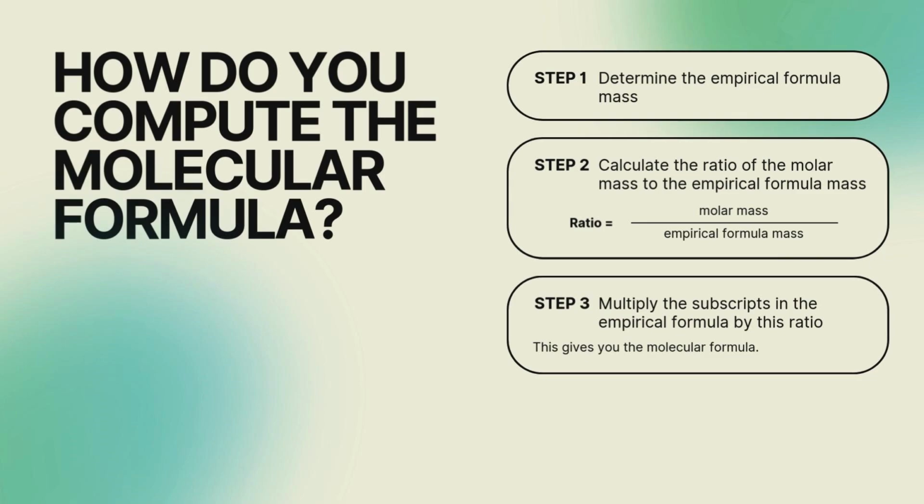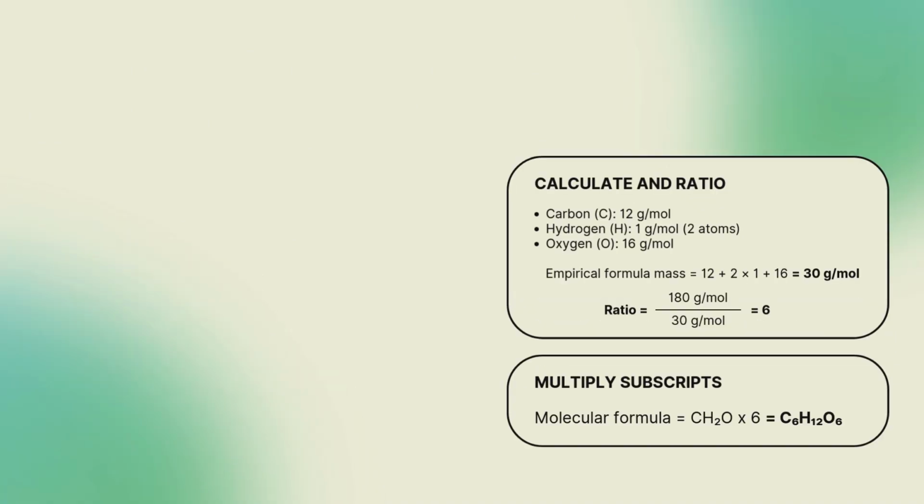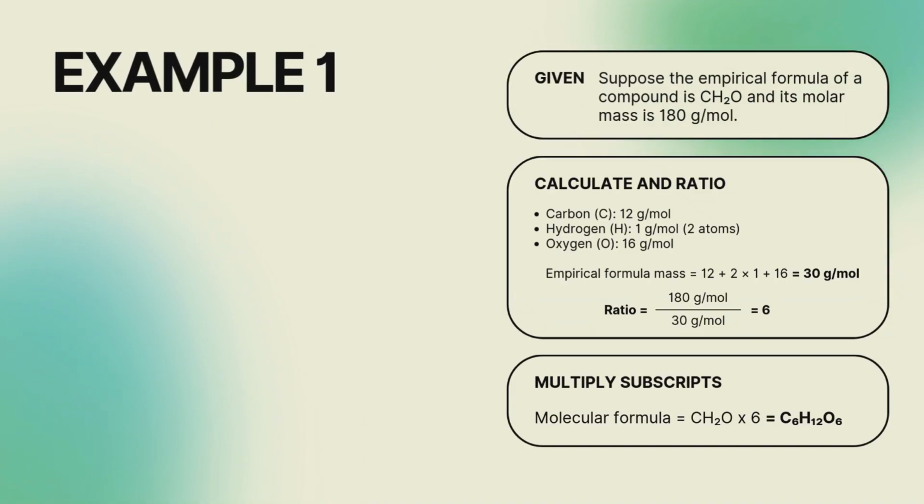First, we determine the empirical formula mass. Next, we calculate the ratio of the molar mass to the empirical formula mass by dividing the molar mass by the empirical mass. Finally, we multiply the subscripts in the empirical formula by this ratio. Here are a few examples as shown.